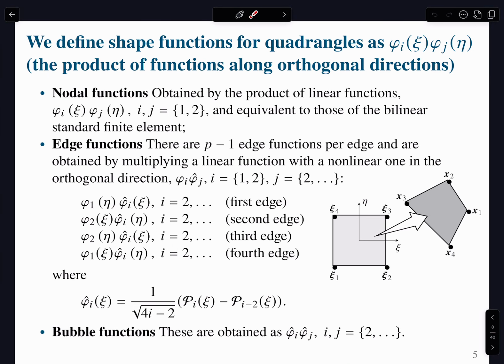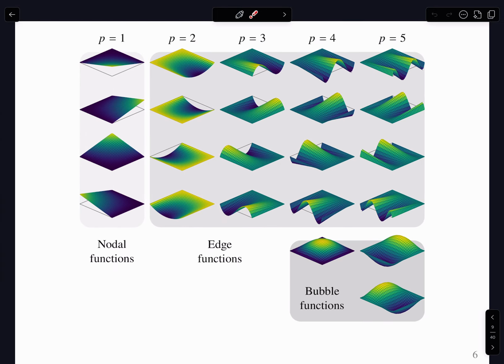All right. And then, in addition to the edge functions, we're going to have the so-called bubble functions. The bubble functions are called bubble functions because they are only going to be non-zero inside the element. Along every edge, those are going to be equal to 0. They are obtained by simply multiplying this function here in 2 orthogonal directions. And well, let's take a look at the first few basis functions for the quadrangular element.